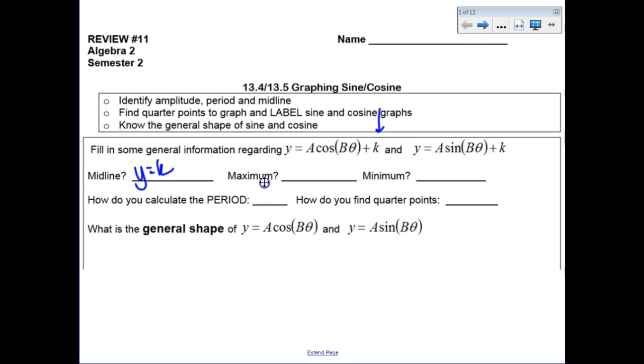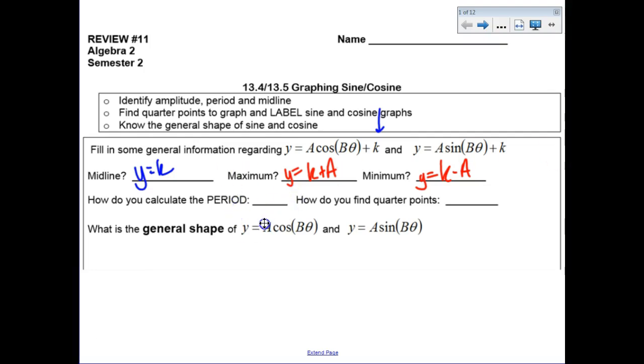So the maximum, there is a formula for finding the maximum. It's going to be at the line k and then plus the amplitude. Should be the absolute value of a, but whatever. And I don't really use this formula because I just count. So if the amplitude is 3, I just go up 3 and down 3. So therefore the minimum is going to be at the midline minus the amplitude. You do not need to fill in these formulas, but I am going to ask you on the test to explain what k does to the graph, and then I'm going to have you show it.